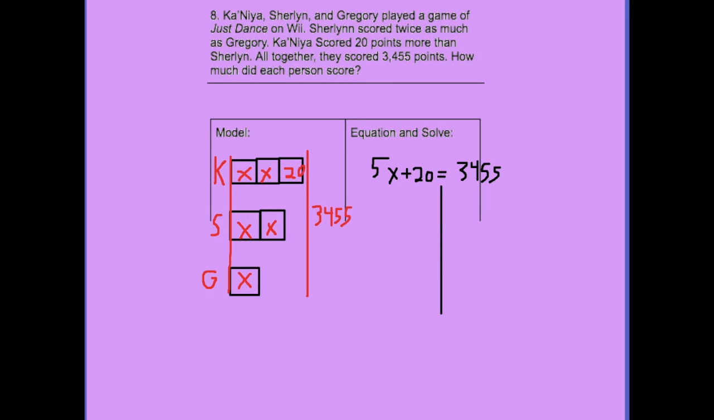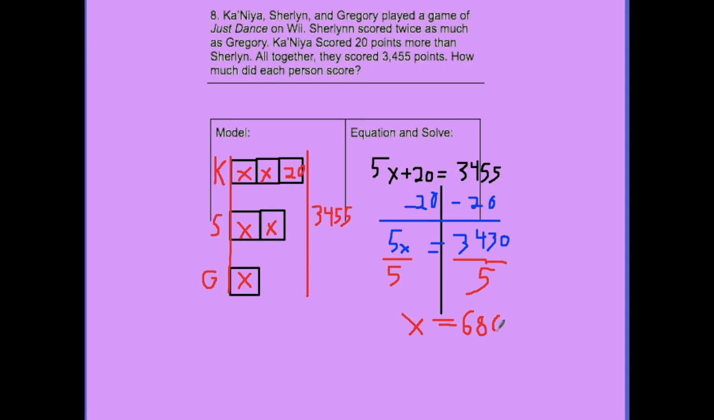So now we're ready to solve this as well. So I'm going to subtract 20. So I have 3,430 equals 5x. Switch colors here. Divide by 5. And then once we divide that, we get x is 686.